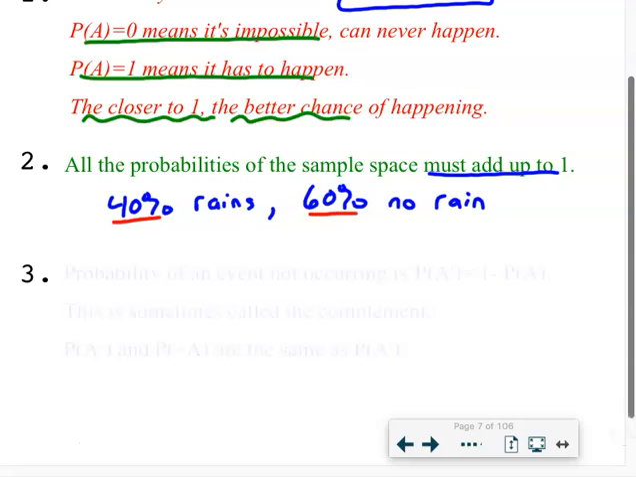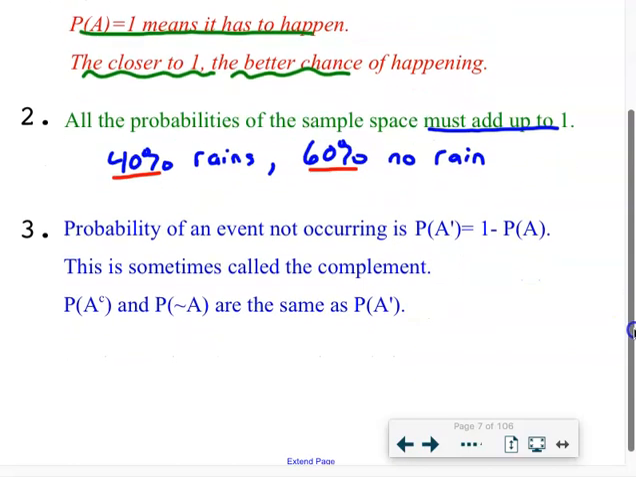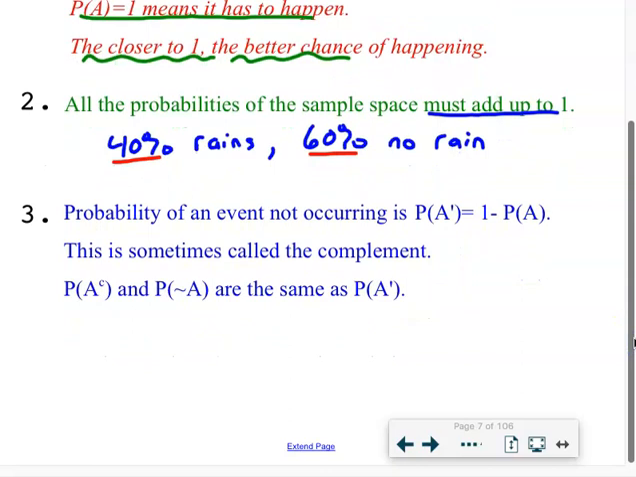Okay? Rule number 3, the probability of an event not occurring, and actually the one I just did was a good example that we'll see again. So pay attention to this symbol here. P stands for probability. Remember that the apostrophe means not. We talked about that when we did Venn diagrams. So this is saying the probability that A does not happen is 100% minus, 1 minus the probability that it does happen. It's sometimes called the complement.